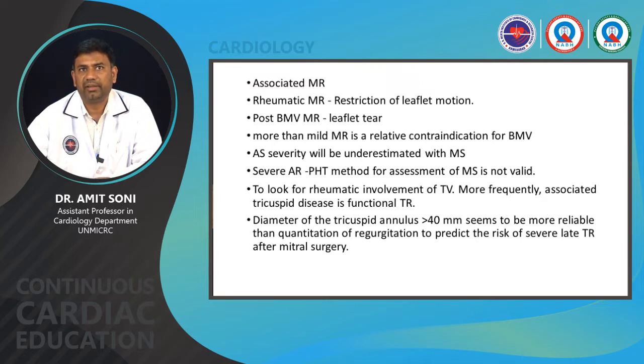Look for rheumatic involvement of the tricuspid valve. The more frequently associated tricuspid disease is functional tricuspid regurgitation. Diameter of the tricuspid annulus more than 40 mm seems to be more reliable than the quantitation of regurgitation to predict the risk of severe late tricuspid regurgitation after mitral surgery.